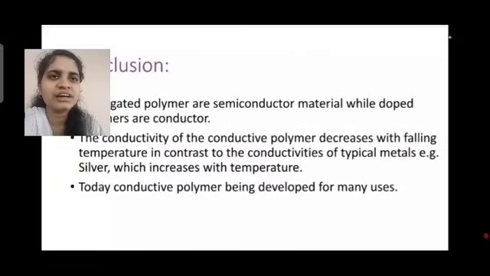And the last one is conclusion. In this topic, I concluded that conjugated polymers are semiconductor materials, which when doped are conductors. The conductivity of the conductive polymer decreases with falling temperature, in contrast to the conductivities of typical metals, for example silver, which increases with falling temperature. Today, conductive polymers are being developed for many uses.